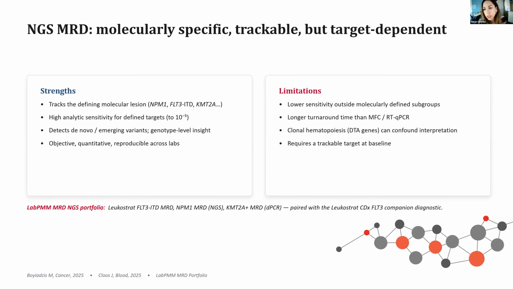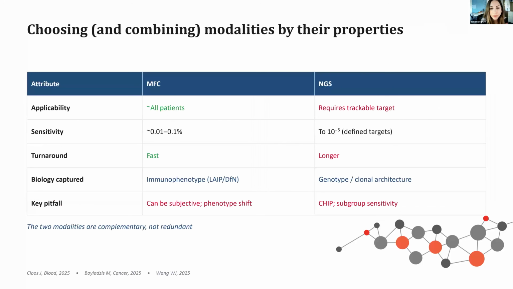What are some of the limitations? The limitations is that you're looking for a specific target. So if the leukemia evolves, you're going to miss that target. The longer turnaround time compared to flow is an issue. There's clonal hematopoiesis. Not all molecular markers of disease have equal weight in determining risk of relapse, right? We know about the DTA or the DNMT3A, TET2, and ASXL1 not being prognostic at all. And then it requires a trackable target at baseline.